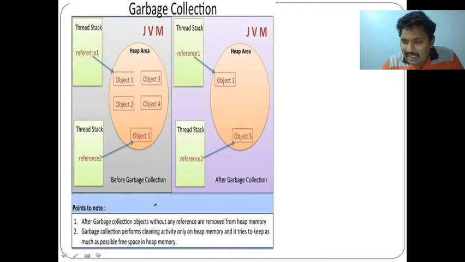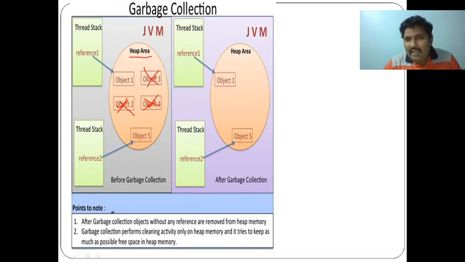Let's see this diagram. In this diagram, I have two threads, Thread 1 and Thread 2. These threads are referencing object 1 and object 5. But the remaining objects, object 3, object 2 and object 4, are not used at all. Garbage collection works in the heap memory area. Remember, in the heap memory area, the objects which are not used at all are removed. So after garbage collection, object 3, object 2 and object 4 are automatically removed from memory. This is called garbage collection.